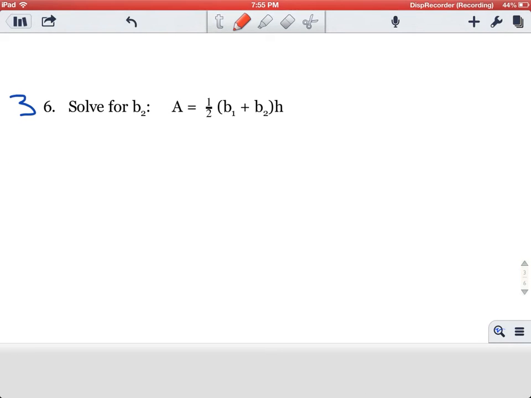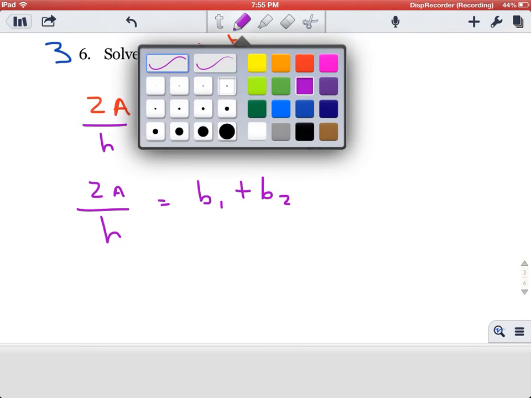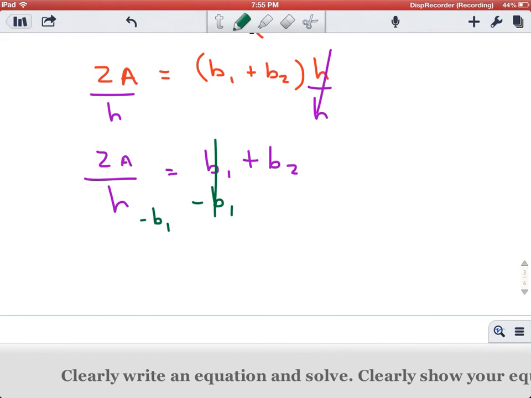For number 6, the first thing we need to do is multiply both sides by 2. Next, divide both sides by h. That eliminates the necessity for the parentheses, and we can subtract b sub 1 from both sides.